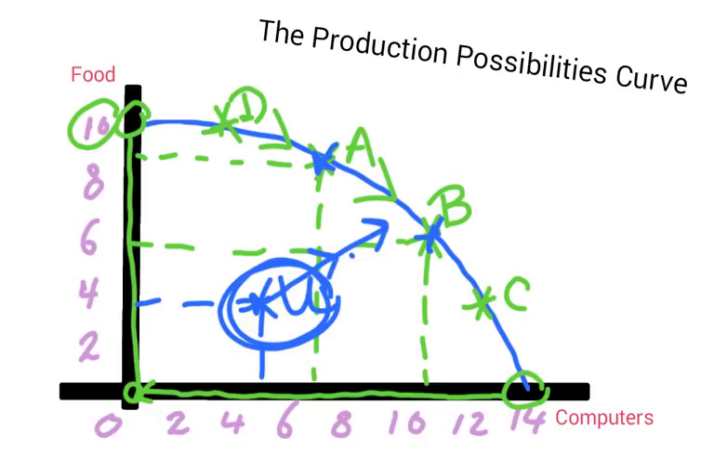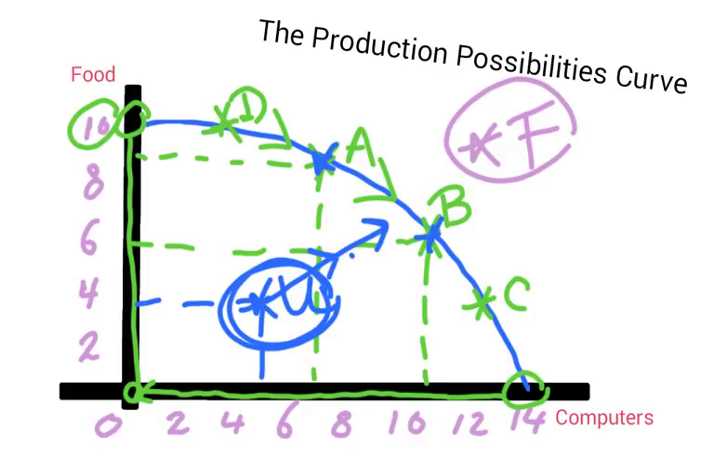Now, what does it mean to be at a point outside of the curve? Let's take a look at that point here. Let's choose a different color, and let's look at this point here. Maybe we'll call it point F. Now, is it possible to be at point F at this point in time? The answer is no. At this point in time, with the current resources, the maximum is anywhere on the curve. So by definition, we could not reach point F.